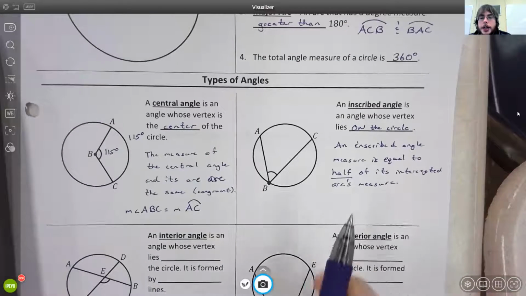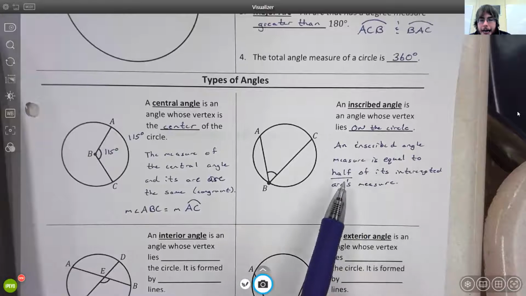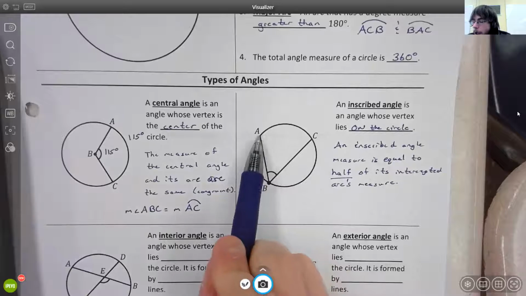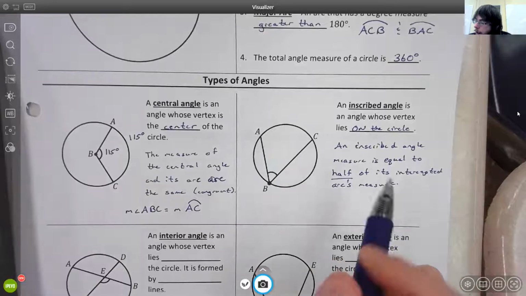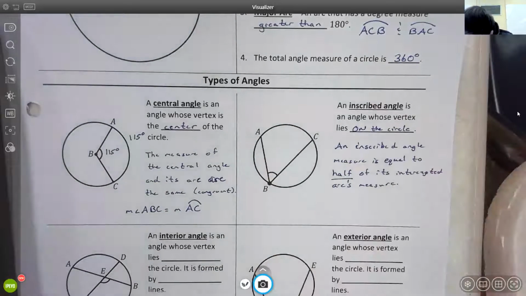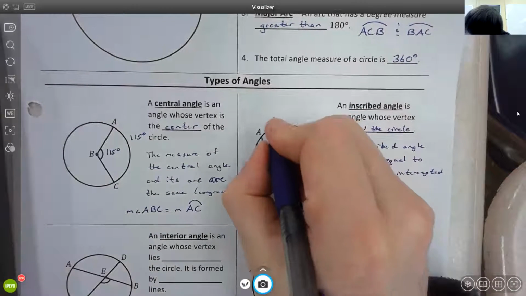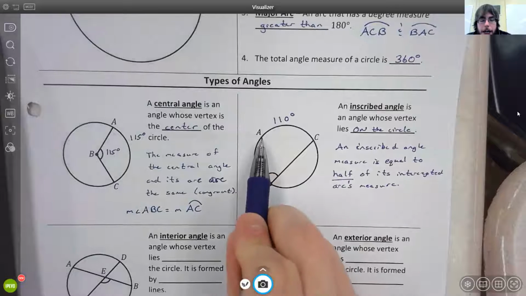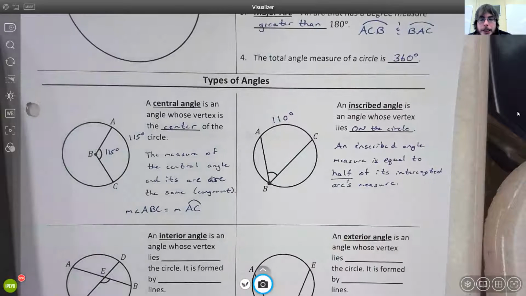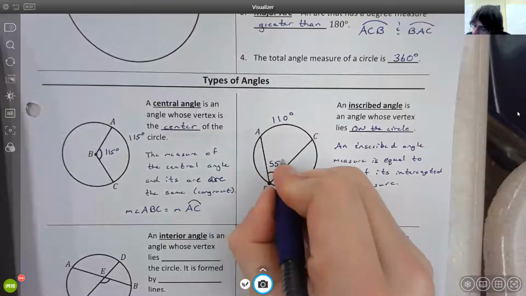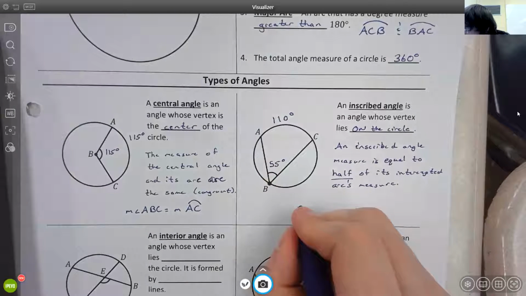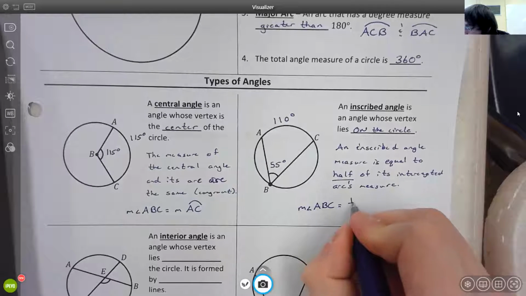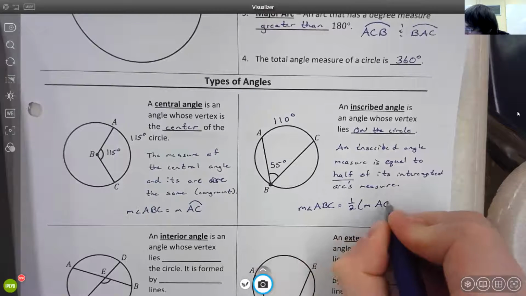Okay, so an inscribed angle measure is equal to half of its intercepted arc's measure. So that means that if arc AC here, which is the intercepted arc, was equal to 110 degrees, that would mean that the measure of angle ABC would have to be half of 110, which is 55 degrees. So we would write that out symbolically. The measure of angle ABC is equal to 1/2 of the measure of arc AC.